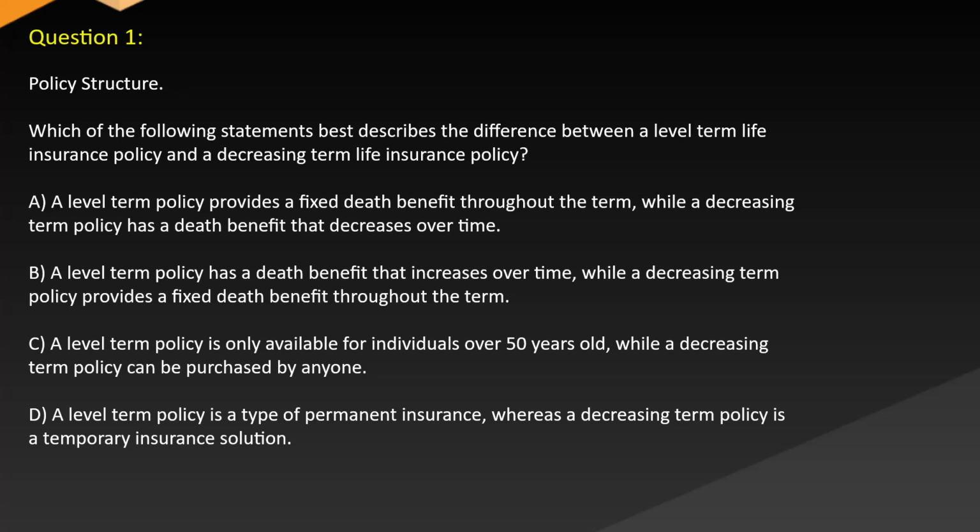B. A level term policy has a death benefit that increases over time, while a decreasing term policy provides a fixed death benefit throughout the term. C. A level term policy is only available for individuals over 50 years old, while a decreasing term policy can be purchased by anyone. D. A level term policy is a type of permanent insurance, whereas a decreasing term policy is a temporary insurance solution.